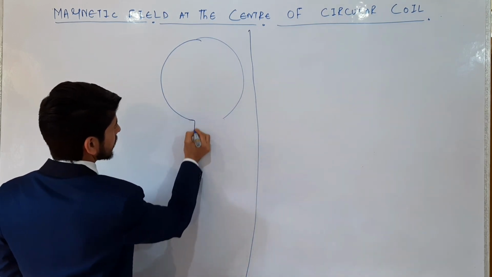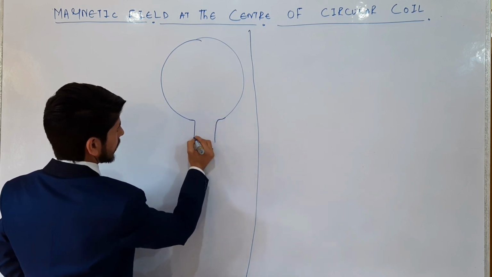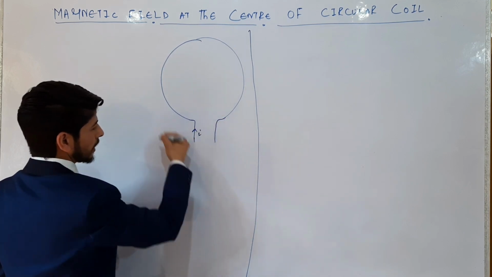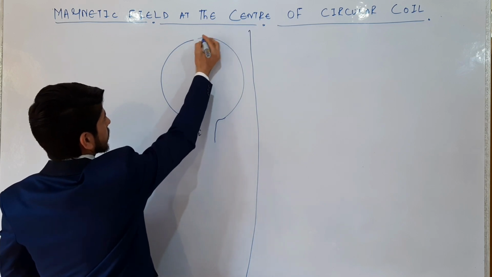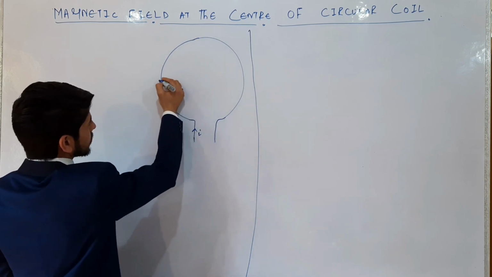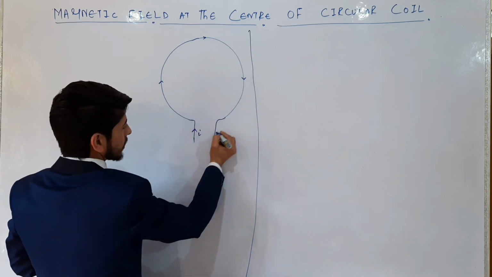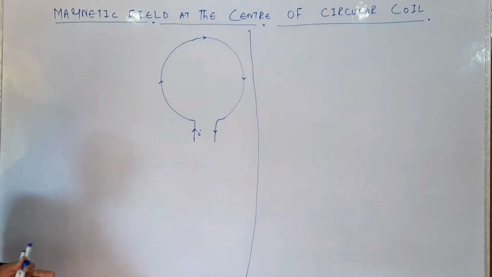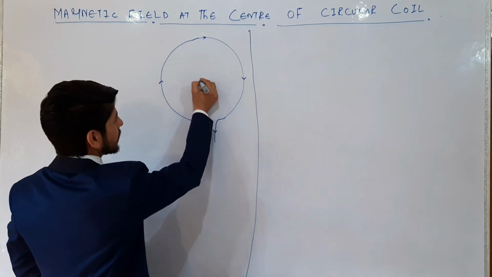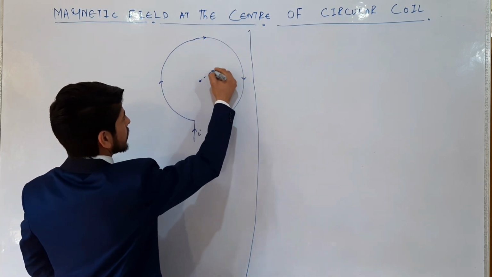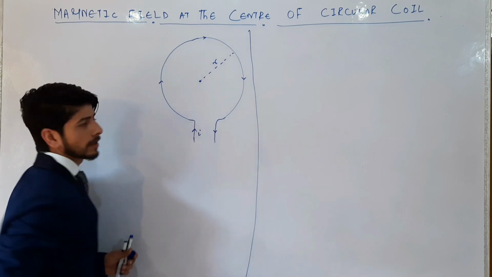and it carries a current I in the direction as shown. So this is the direction of the current. Here we take the clockwise direction of the current. I is the current through this. The radius of this circular coil, suppose this is R, small r.